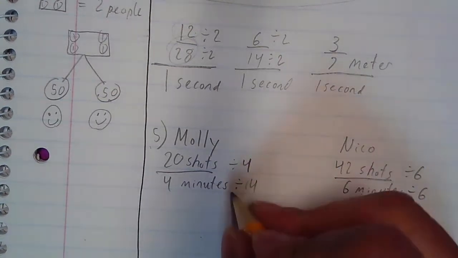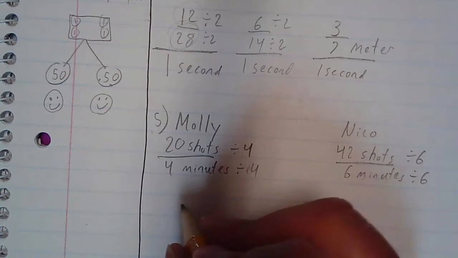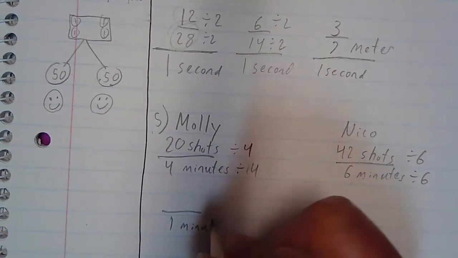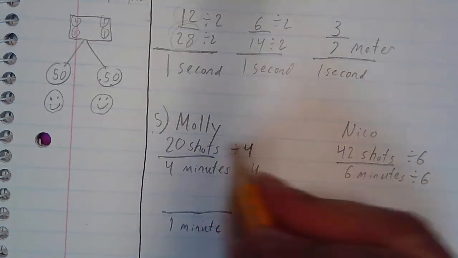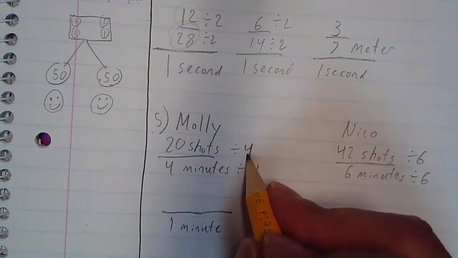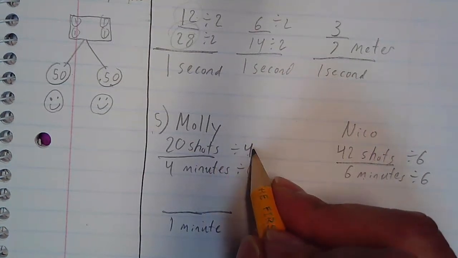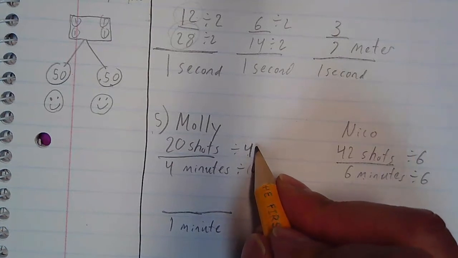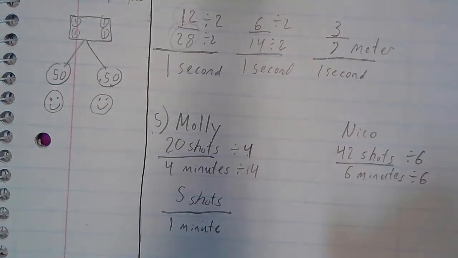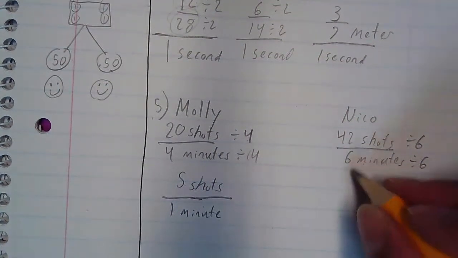For Molly, this is what's going to happen. Still 1 minute. How many groups? Sorry, 20 broken up into 4 groups. How much are you going to have per group? 5. 5 shots per minute.